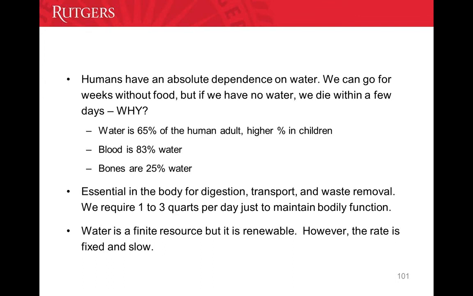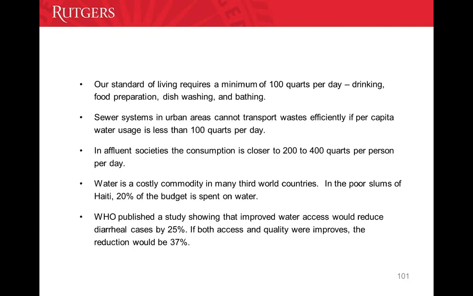Typically they'll tell you how many gallons per person you need to make a municipal sewage program work. Well, our personal program needs about 1 to 3 quarts per day just to maintain normal bodily function. Our standard of living requires a minimum of 100 quarts per day. That statistic about the planners figure on about 100 quarts per day when they calculate water use for septic systems and transport of waste. In affluent societies like ours, that 100 minimum is closer to 400.